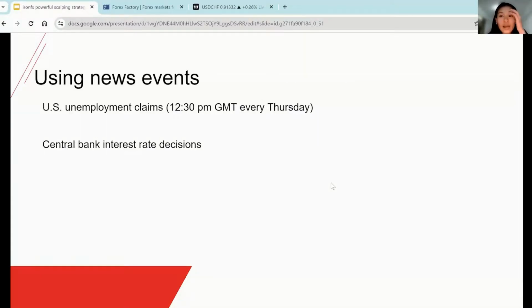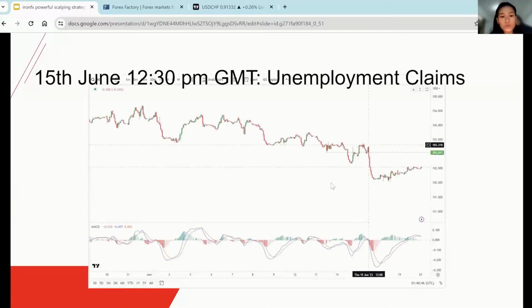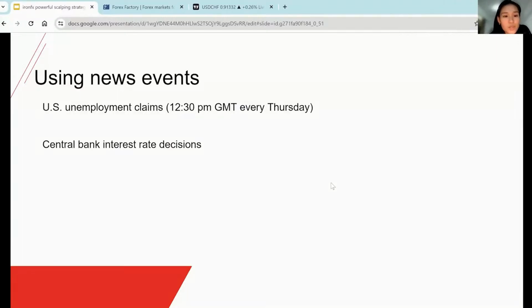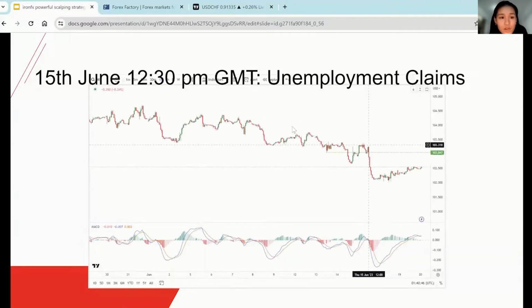Let's look at how exactly we can use these news events. The two events that we're going to look at are the US unemployment claims that happen at 12:30 p.m. GMT every Thursday, and then we'll look at the central bank interest rate decisions. In these examples, apologies for the font kind of covering the top, on 15th of June last year, the unemployment claims for the US were released.